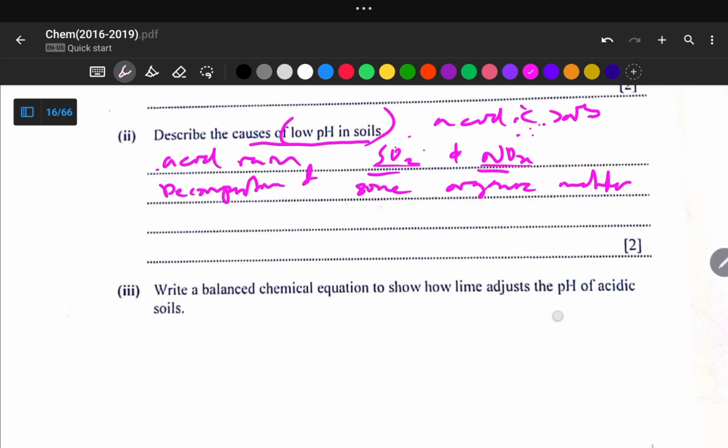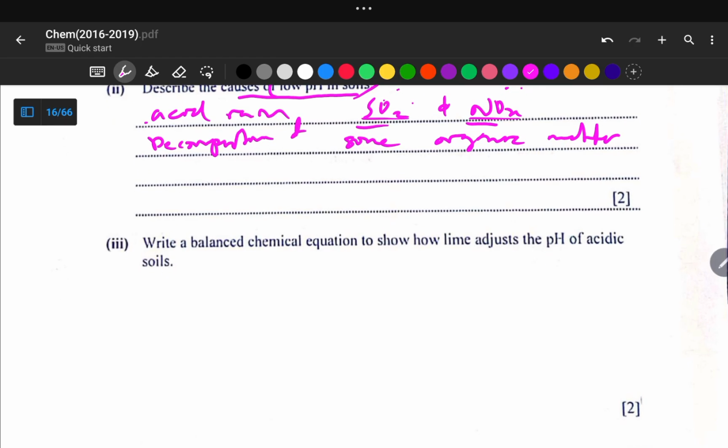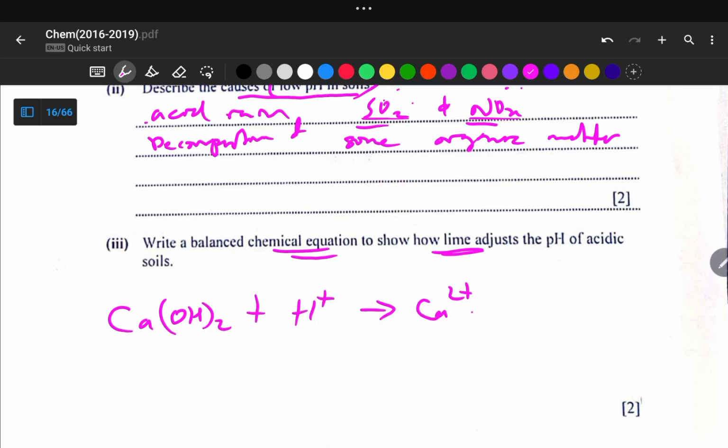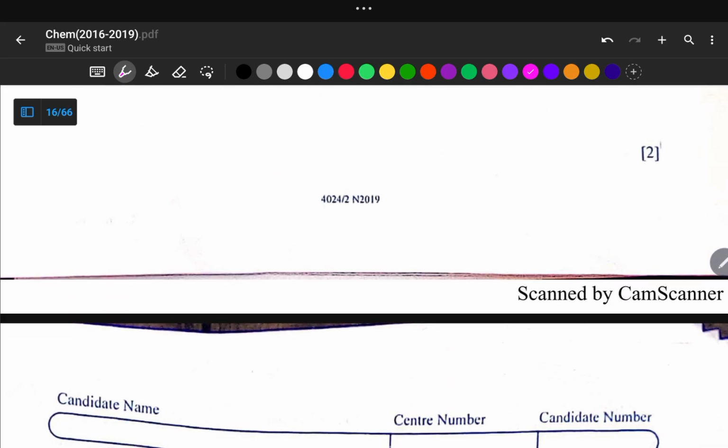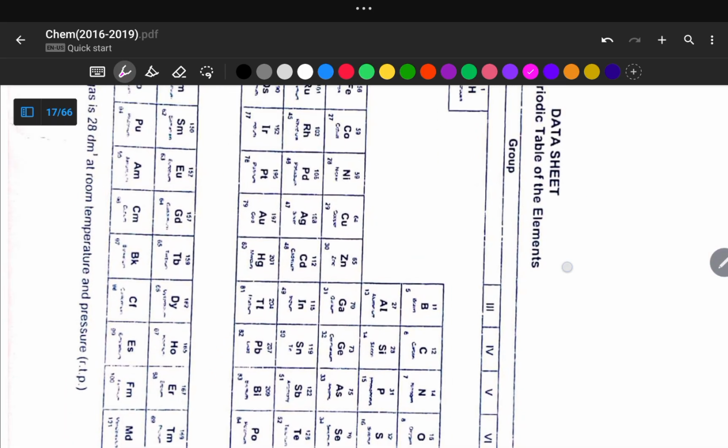And then we now move on to the next part, which says write a balanced chemical equation to show how lime adjusts acidic soils, right? So lime is either calcium oxide or calcium hydroxide. So it's calcium hydroxide plus the acidic medium, which is the proton, to give calcium ion of that salt, plus water. And to balance this equation, we're simply going to have a 2 here and then a 2 there. The equation is balanced, right? And then we now move on to the next part, and we are done with this paper, right?